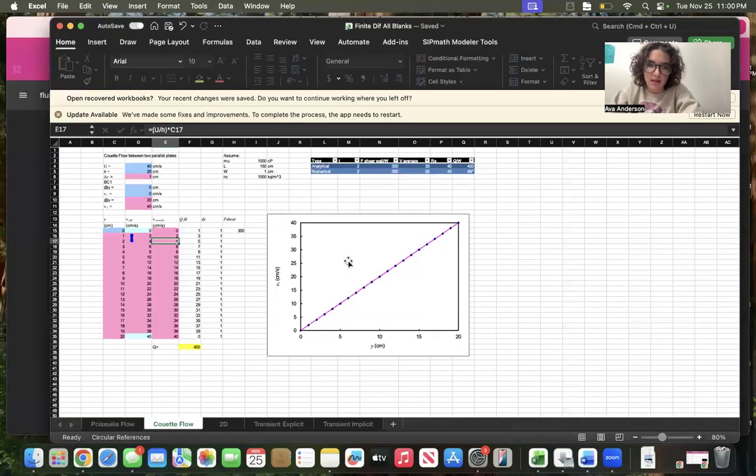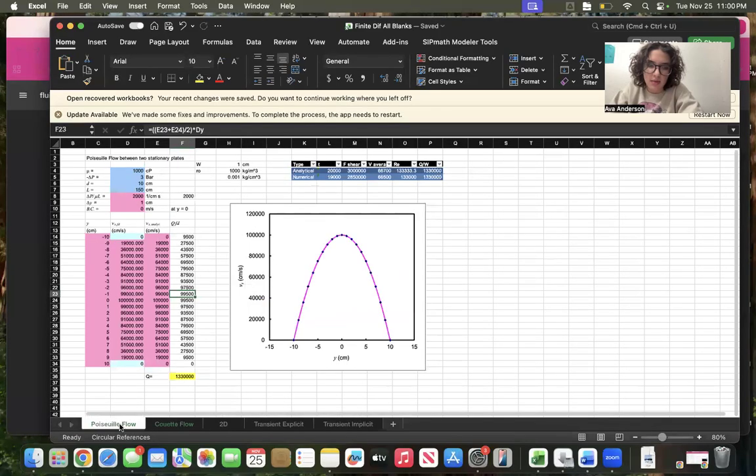And this is my Excel document. This is the Couette flow. I did the equations. And Poiseuille. Yay.